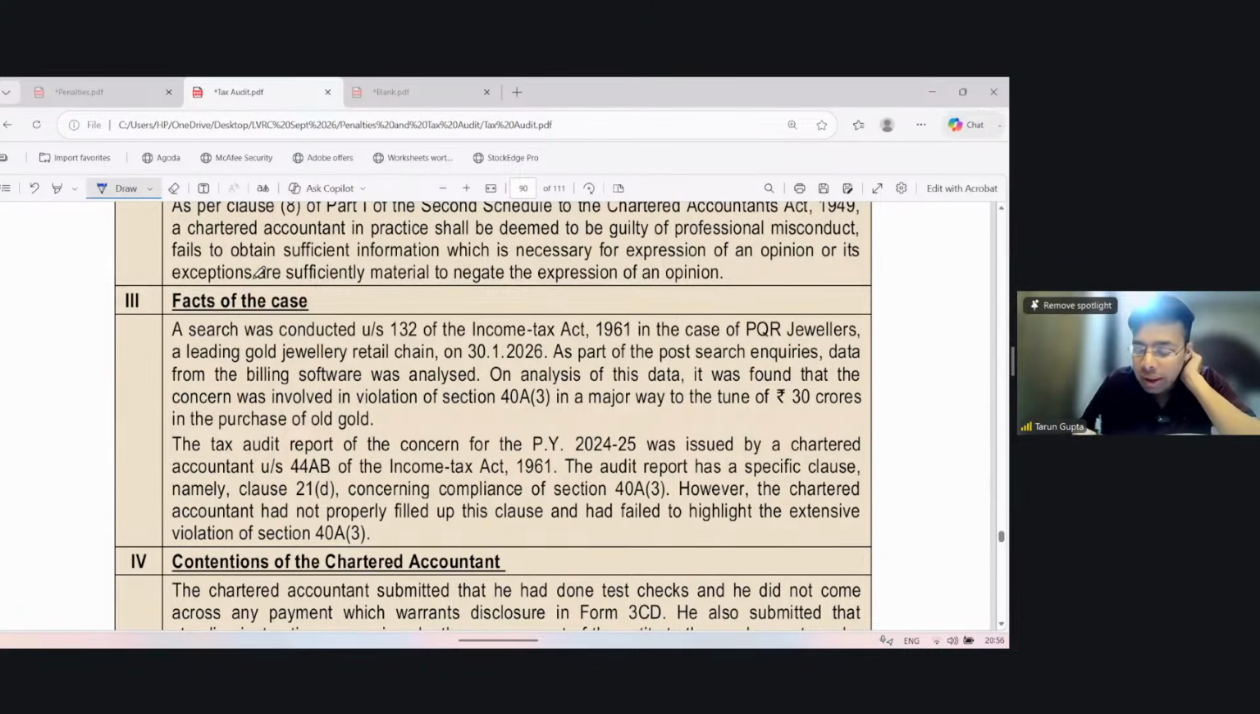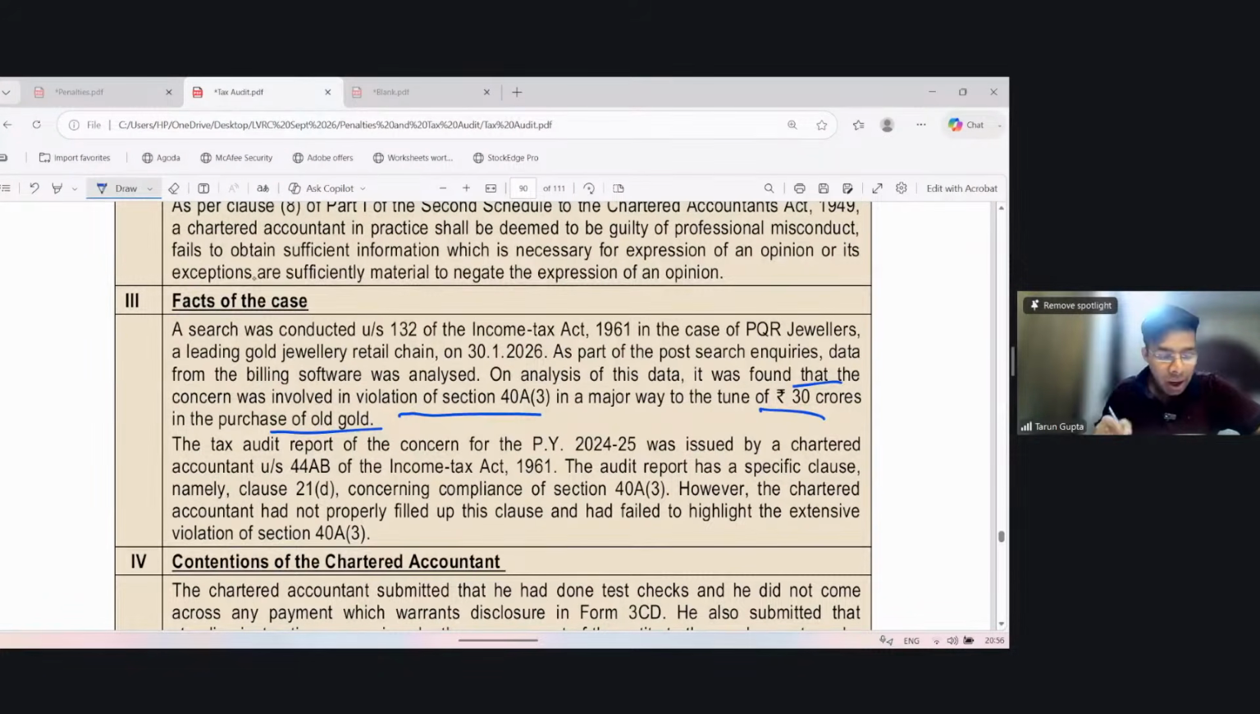On analysis of this data, it was found that the concern was involved in violation of Section 40A(3), cash payments, in a major way to the tune of 30 crore in the purchase of old gold. So during the search, it was found that the assessee has made a payment for purchase of old gold to the extent of 30 crore in contravention of Section 40A(3).